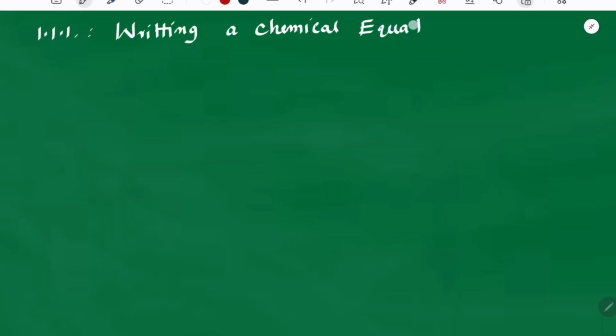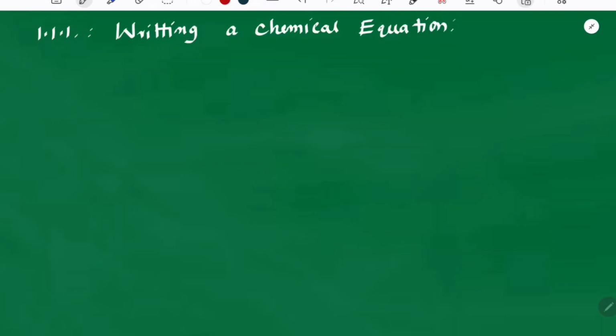This is 1.1. Writing a chemical equation.